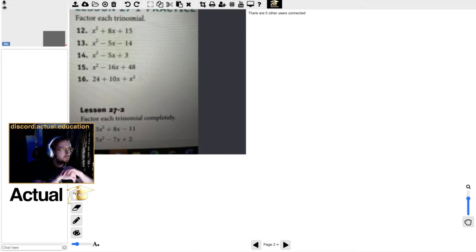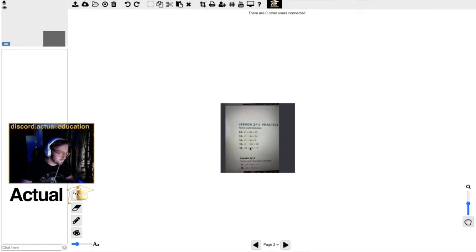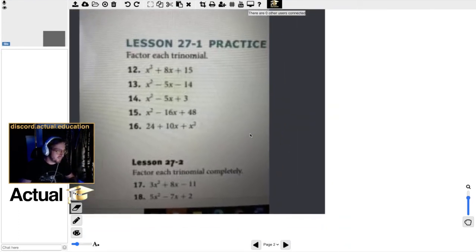Okay. So can you see the lesson 21 to 1? Yeah, 27. This is what you guys are doing, right? Factoring trinomials. Yeah. All right, cool. Let me show you how you do this one.